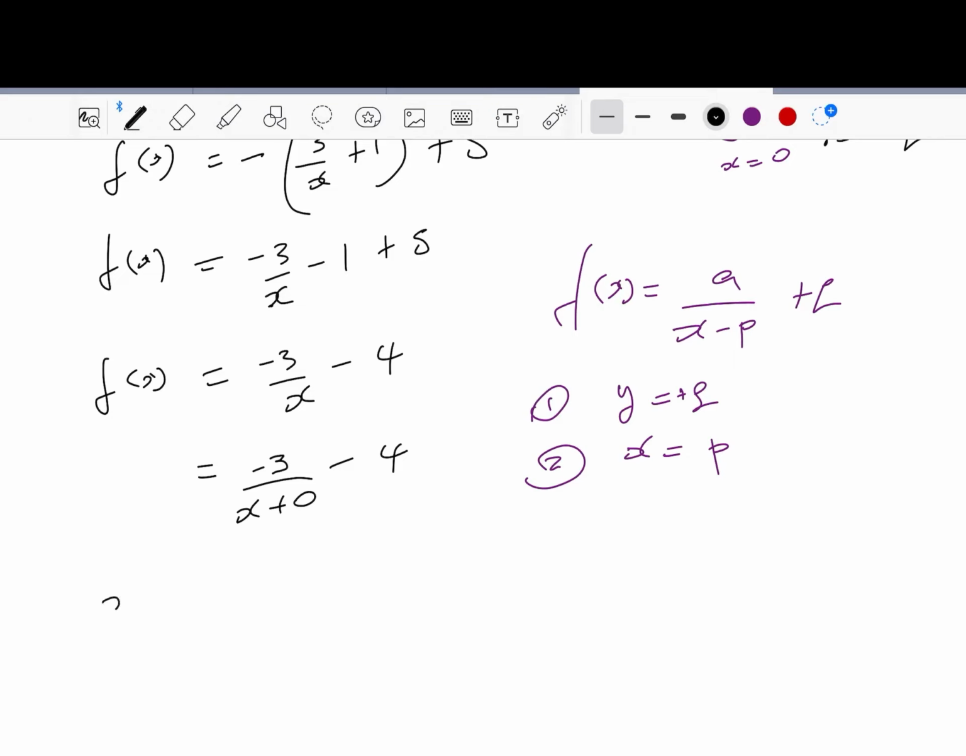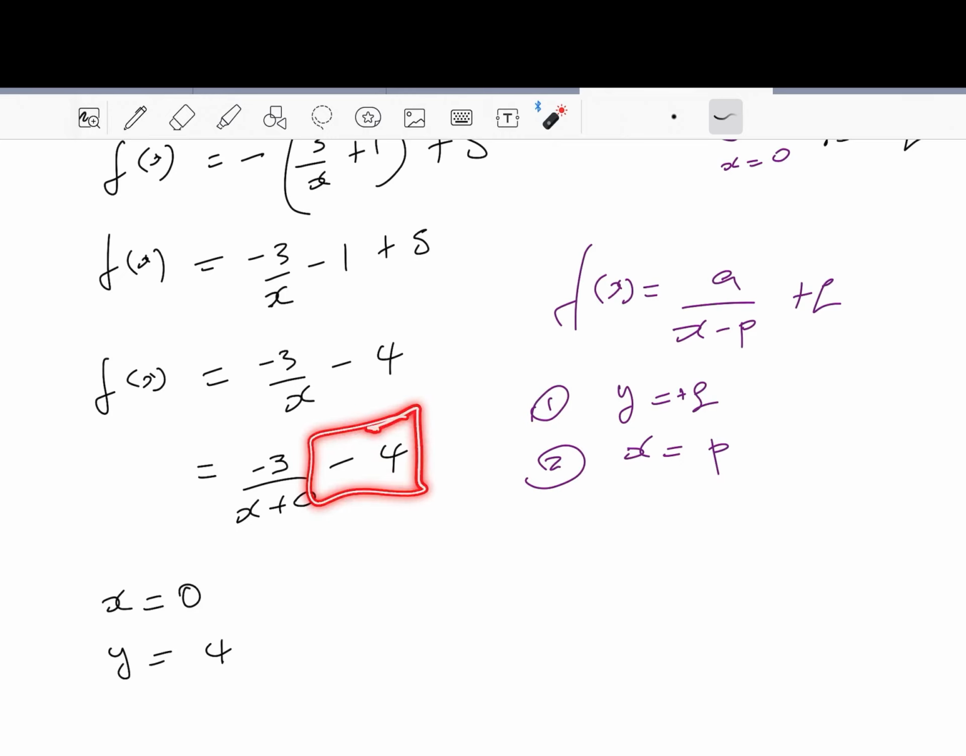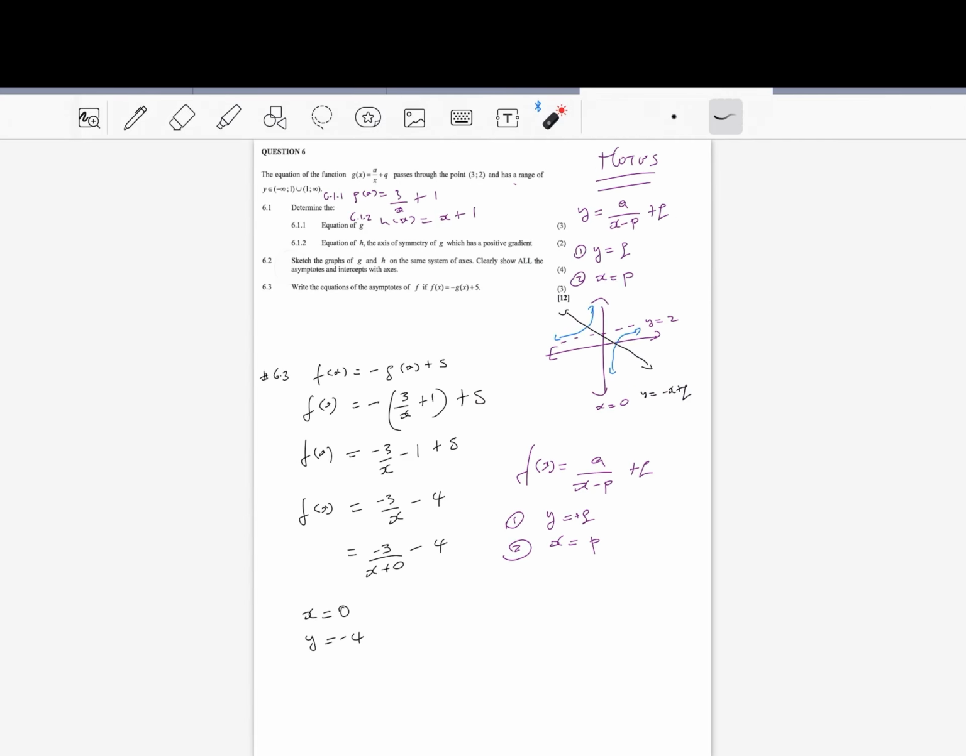So your vertical asymptote is x is equal to 0. Why? Because p, our p in this case, is 0. And then your horizontal asymptote is y is equal to 4. And remember, it's not just 4, it is negative 4, right? Negative 4. Remember I said plus q? That whole plus q is negative 4. So these are our two asymptotes that they want us to find.